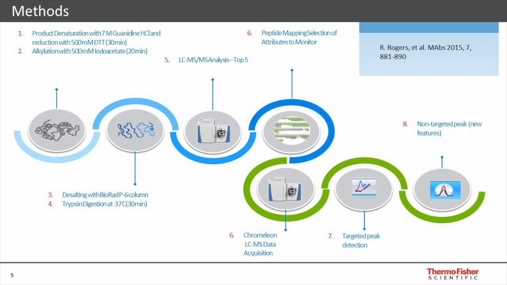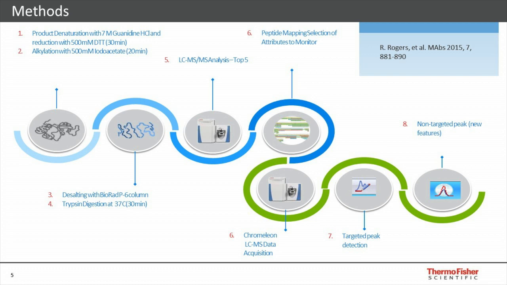How do you make sure that the attributes that you're monitoring, say for instance isomerization, are caused by changes in process or changes in manufacturing versus sample prep? And this is actually a very, very gentle sample prep. It's only 30 minutes in there.